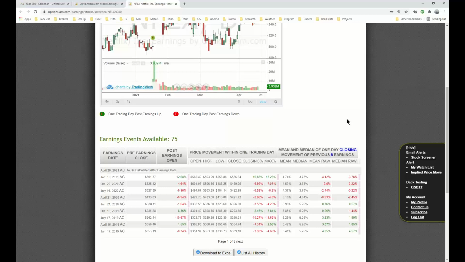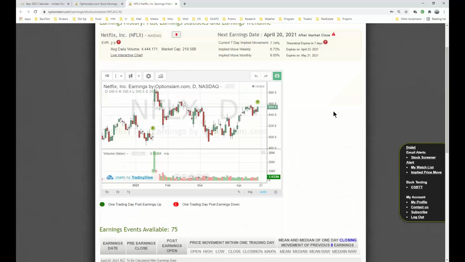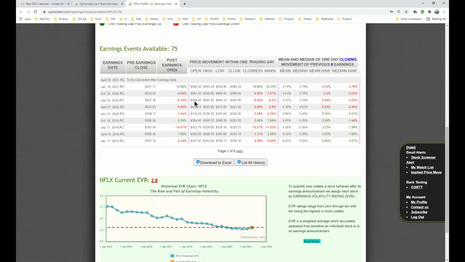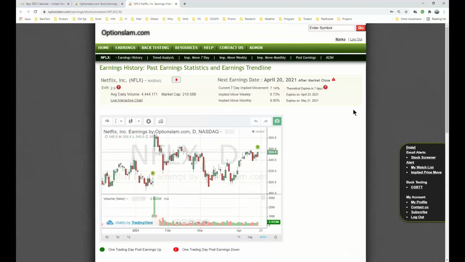Sorry about that. All right, so Netflix came up on our list, and we have all of these different pages. The black bar now turns into a bunch of different links where you can study different aspects as to how Netflix behaved on earnings dates in the past, okay? Scroll down, see the tables. We're not going to get into that. We don't have time for that today. We've reviewed all of these pages many times in the past in previous webinars. Again, you can find those under the Resources tab, Option Slam webinars.